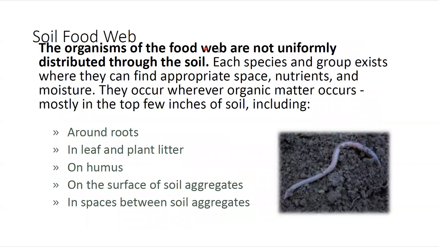The organisms of the soil food web are not uniformly distributed through the soil. Each species and group exists where they can find appropriate space, nutrients, and moisture. They occur wherever organic matter occurs, mostly in the top few inches of the soil, including around the roots, in leaf and plant litter, on humus, on the surface of soil aggregates, and in spaces between soil aggregates.